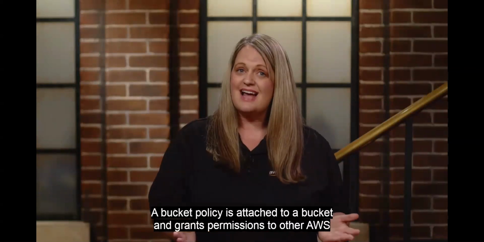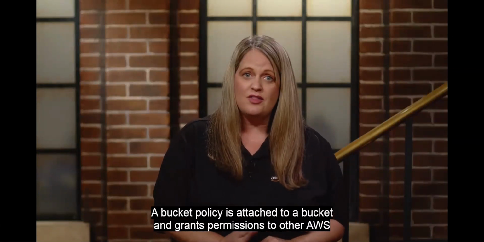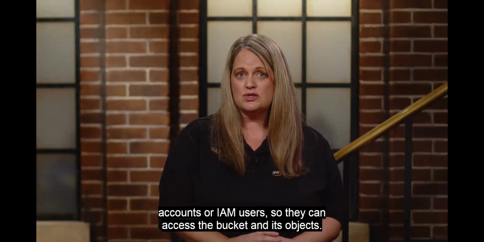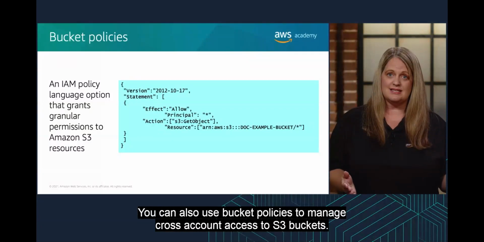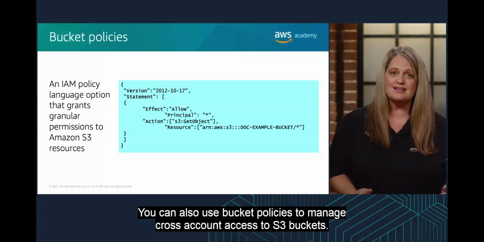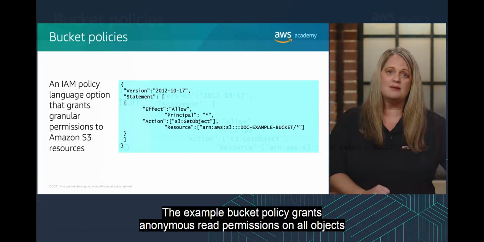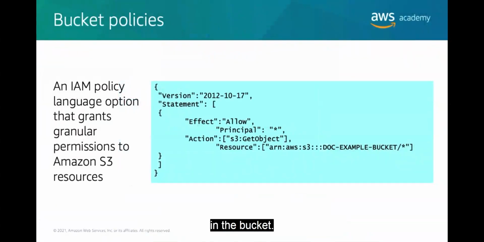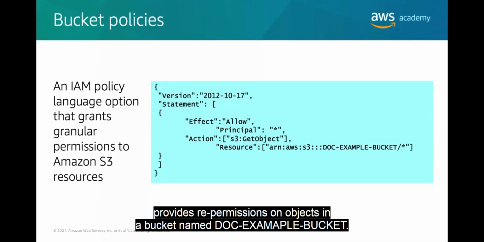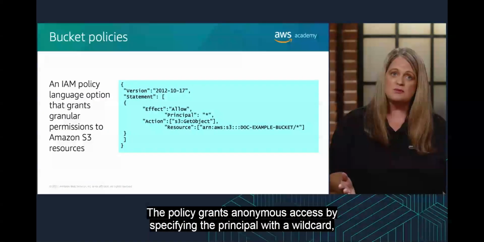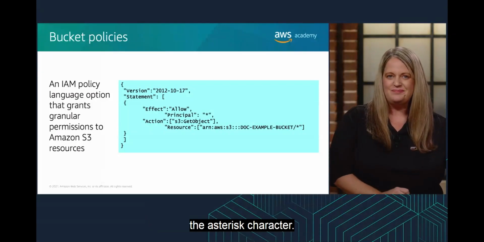A bucket policy is attached to a bucket and grants permissions to other AWS accounts or IAM users so they can access the bucket and its objects. You can also use bucket policies to manage cross-account access to S3 buckets. The example bucket policy grants anonymous read permissions on all objects in the bucket. The bucket policy has one statement which allows the S3 GetObject action, which provides read permissions on objects in a bucket named doc-example-bucket. The policy grants anonymous access by specifying the principal with a wildcard, the asterisk character.